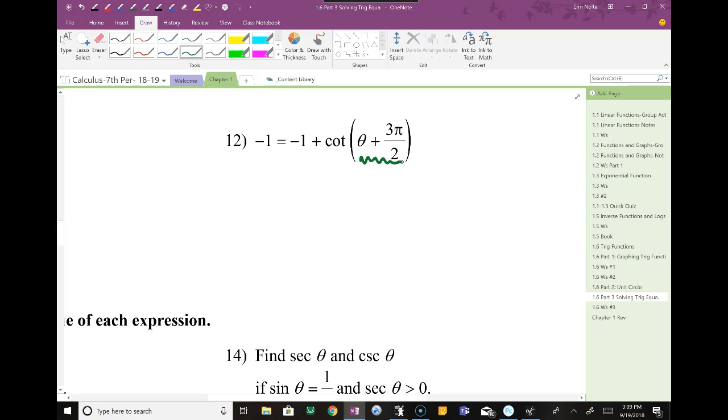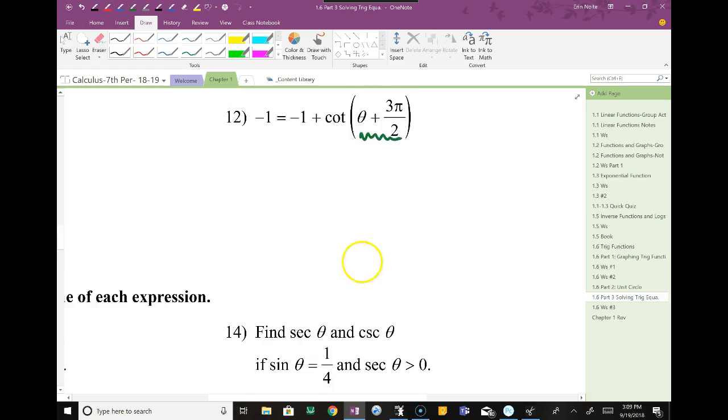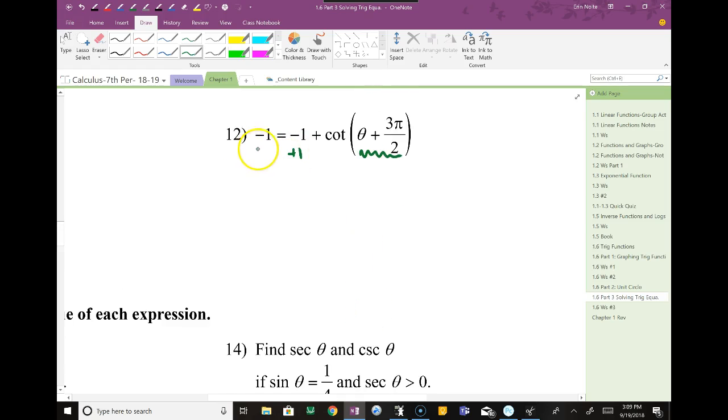What's your very first step? Plus 1. Alright, so -1 plus 1 is 0. And so we have 0 equaling the cotangent of theta plus pi over 2.